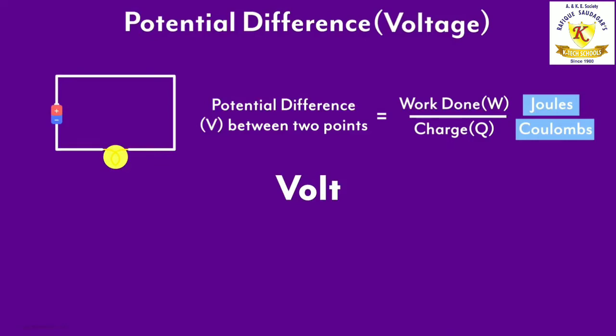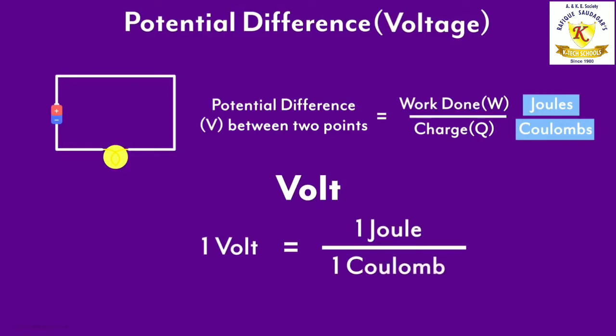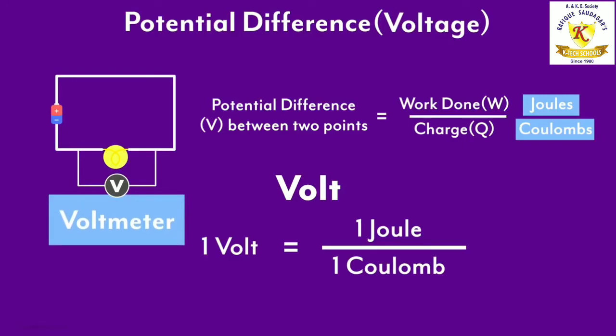So how will we define a volt in a current carrying conductor? It is the potential difference between any 2 points when 1 joule of work is done to move a charge of 1 coulomb from one point to another. The potential difference is measured by an instrument called a voltmeter. It is connected in parallel across the points between which the potential difference is to be measured.